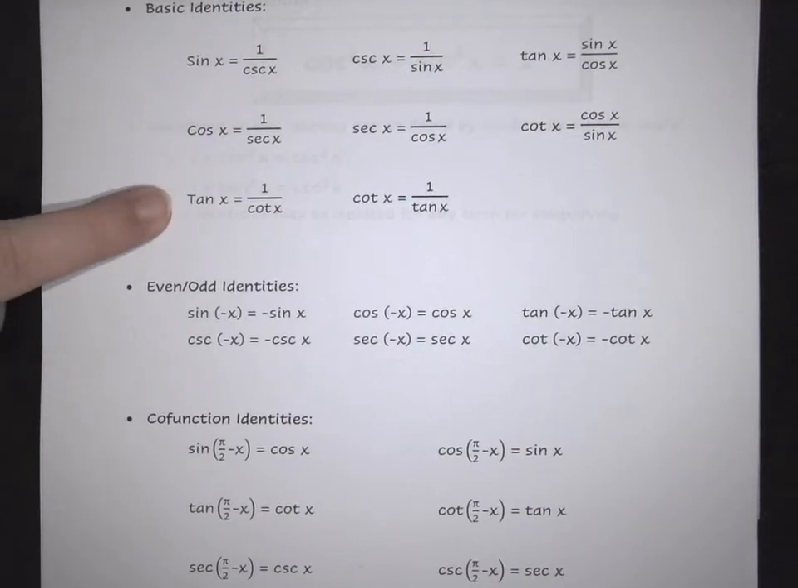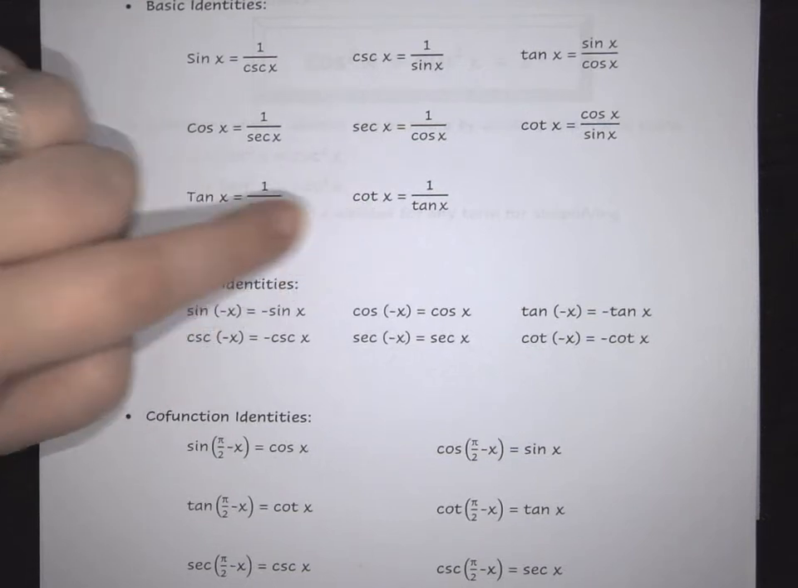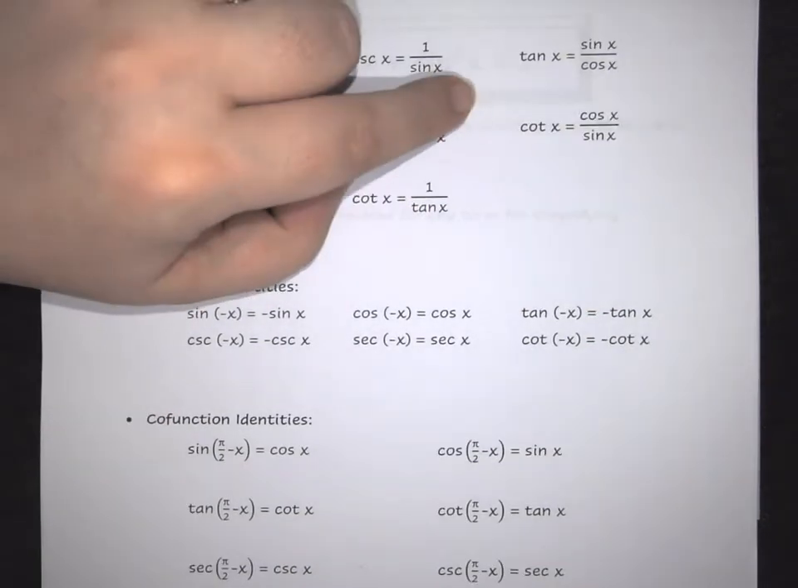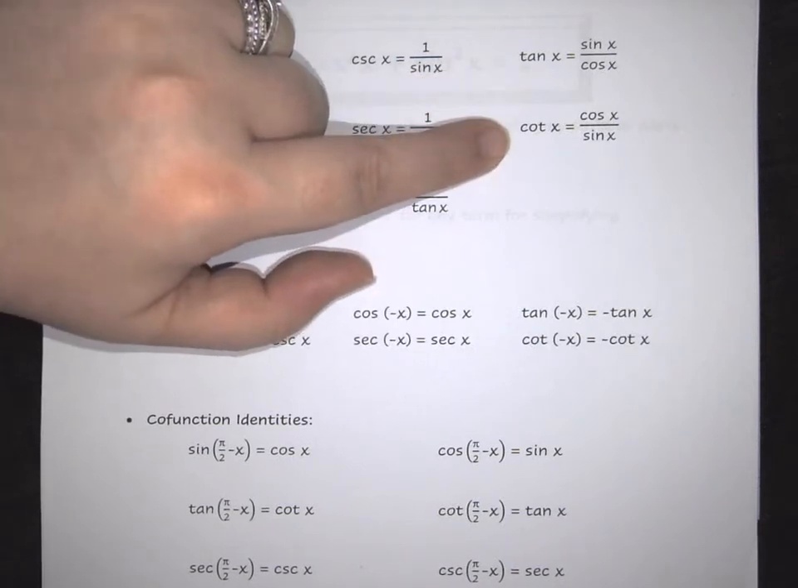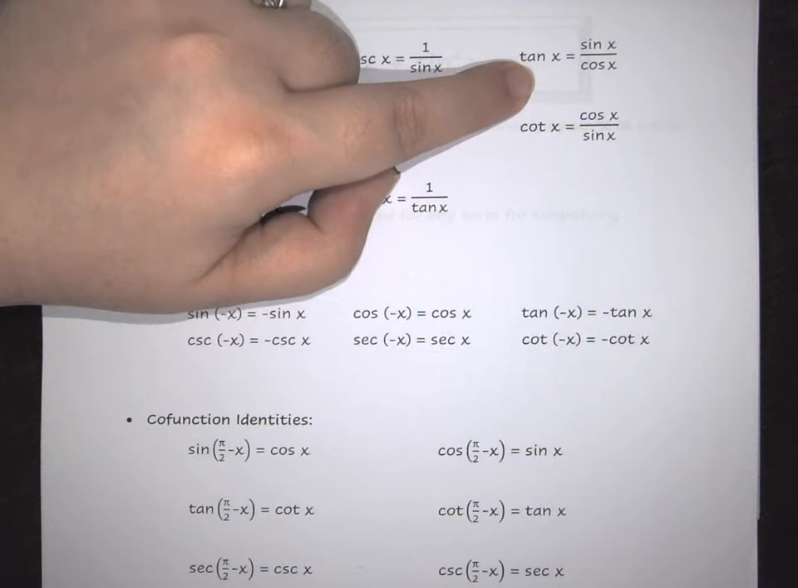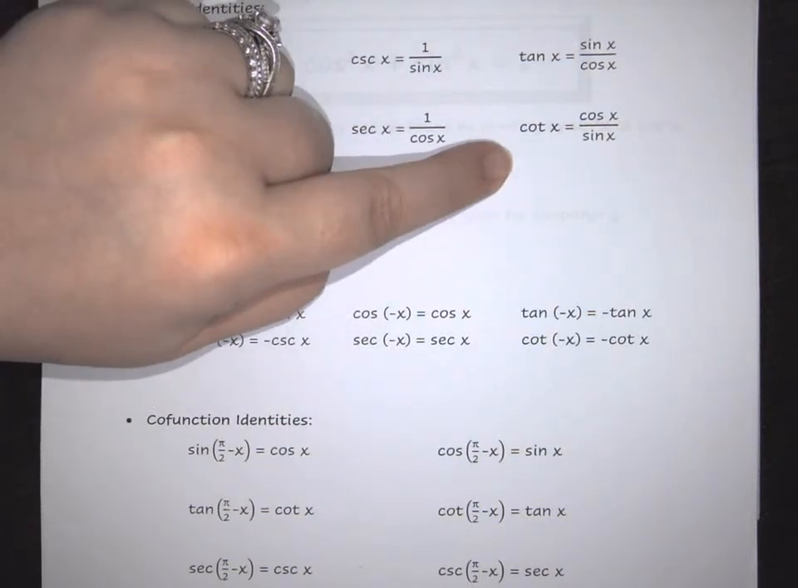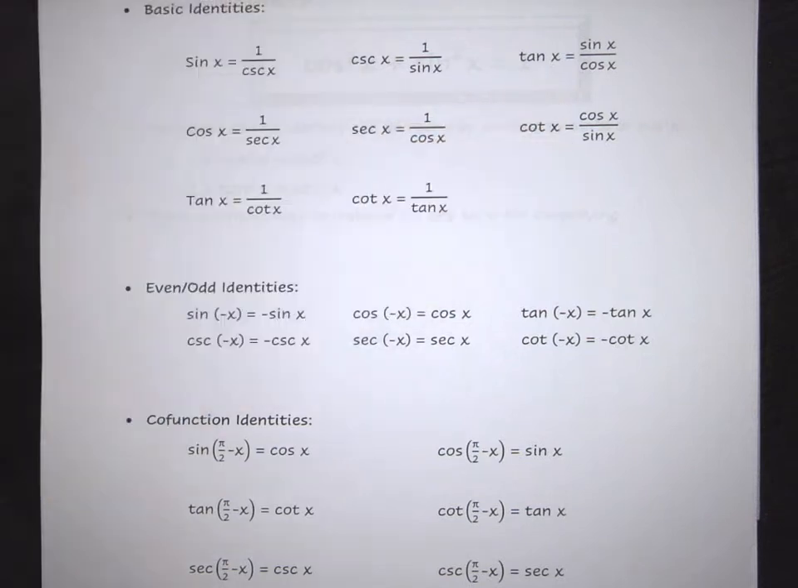Now, the interesting thing about tangent and cotangent, if you look, is that not only do they manipulate each other, but they also have a relationship to sine and cosine. You can see here that tangent is also the same as sine over cosine, and then cotangent is the reciprocal of that, cosine over sine. So our basic identities are showing us, again, that relationship that exists between your major and your minor trig functions.